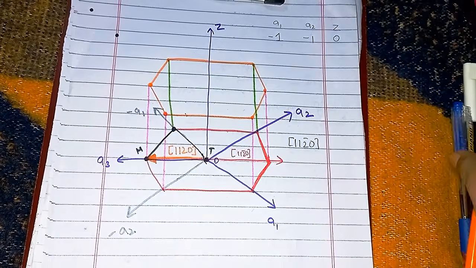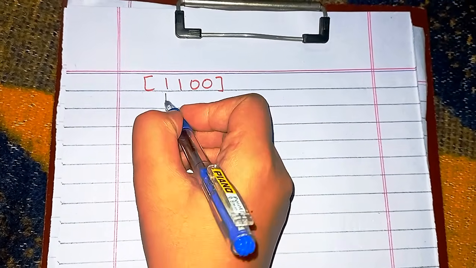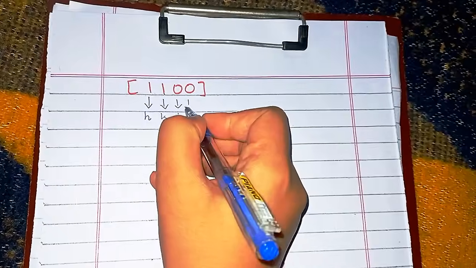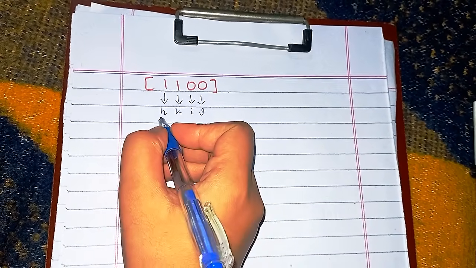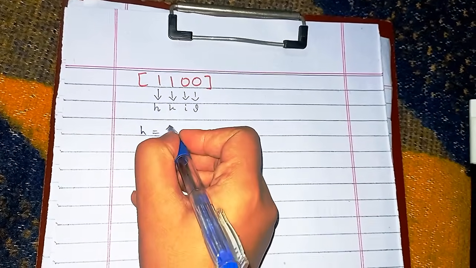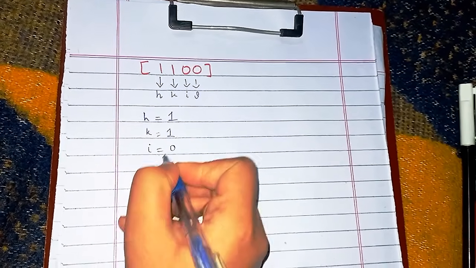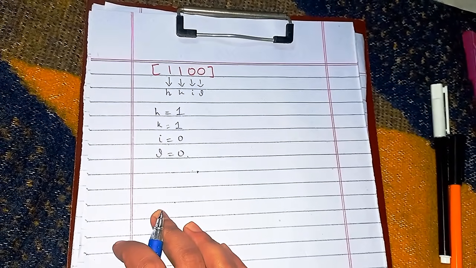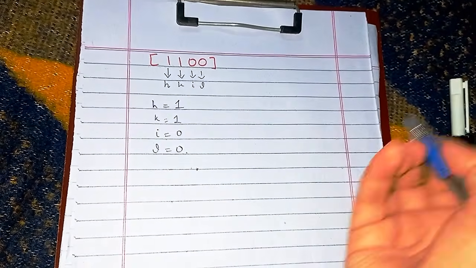And let's do the 1100 direction now. We have four indices here. Let's say the first index is represented by H, the second is K, the third is I, and the fourth is L. I'm using HKIL notation, and we can write it separately: H index is 1, K index is 1, I index is 0, and L index is 0 as well. The first step, as I told you, is to convert the Miller-Bravais indices into Miller indices, so we have to use the transformation equation for directions.